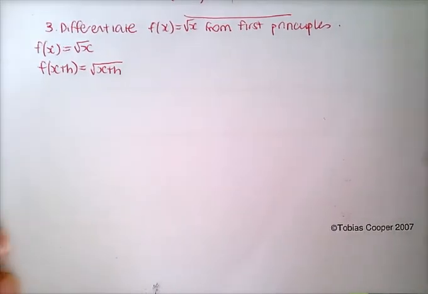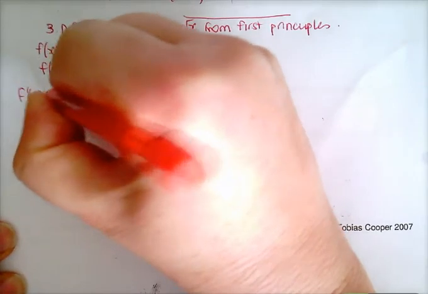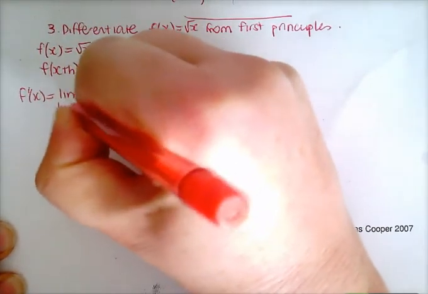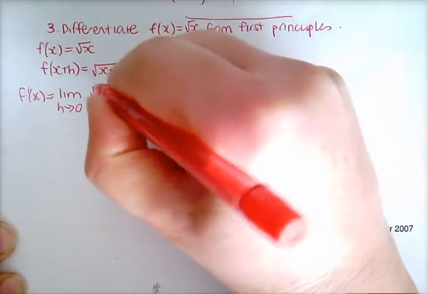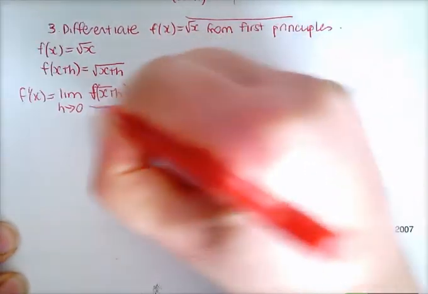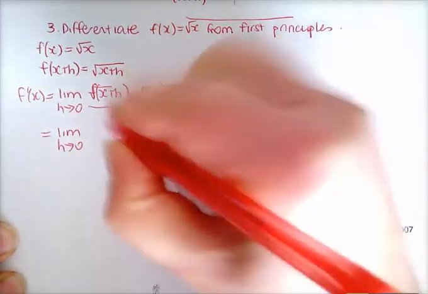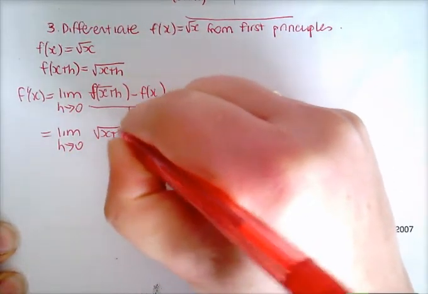Question 3, differentiate f(x) equals root x from first principles, actually is a little bit of a tricky one. And when you try and use this method, that the gradient function equals the limit as h approaches 0 of f(x + h) minus f(x) over h, you end up with a dead end, and you can't go any further.